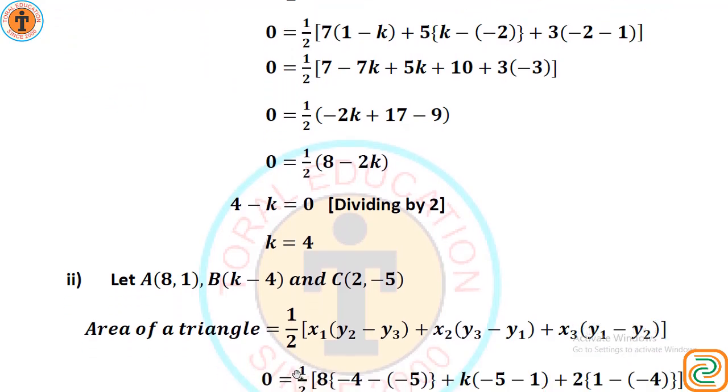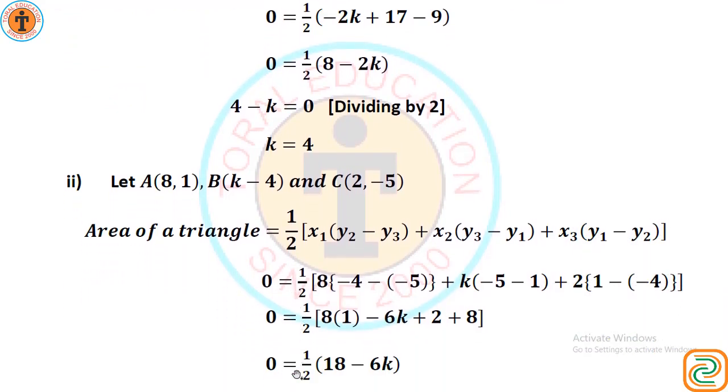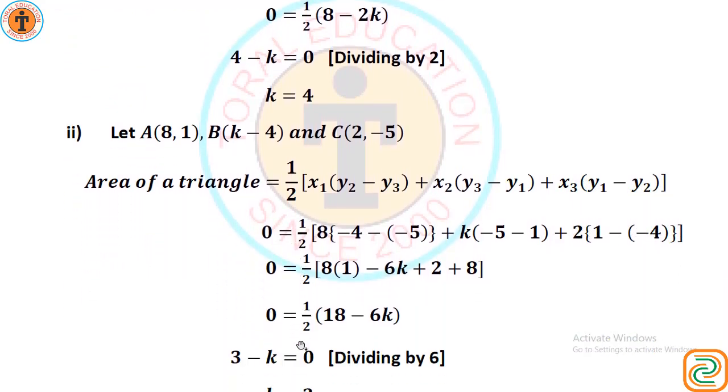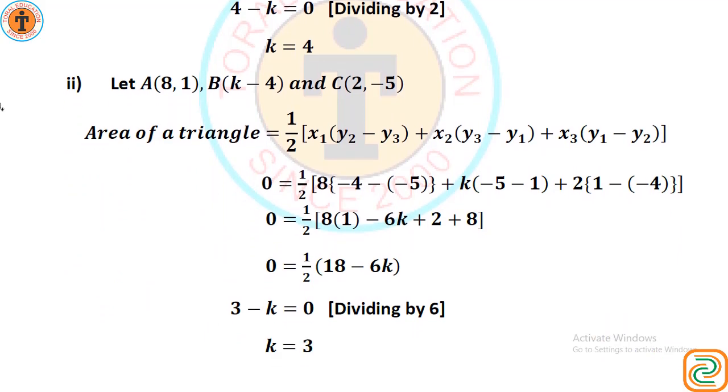Second question in the same question, question number 2. Here also we have to find out k. Look, second: A is (8, 1), B is (k, -4), C is (2, -5). Okay, area of triangle, same formula.